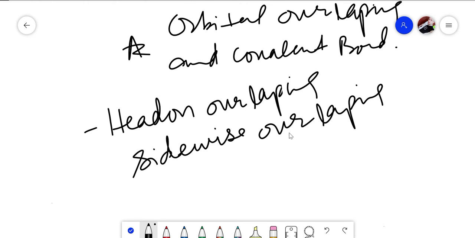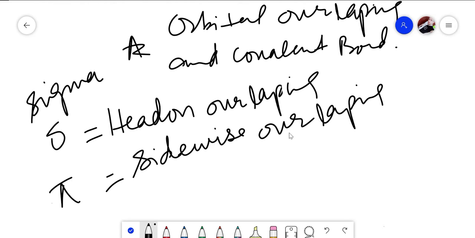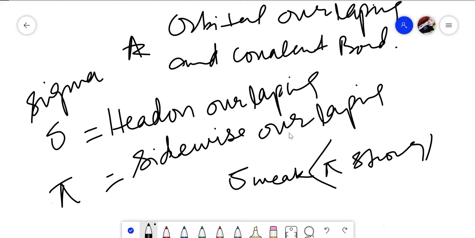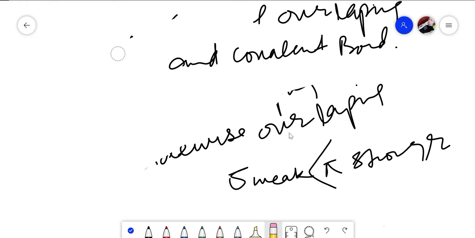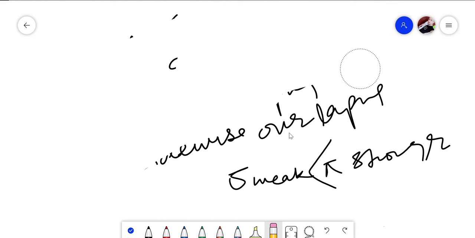Now, head-on overlapping will result in sigma bond. It's called sigma, and sidewise overlapping will result in pi bond. Okay, sigma bond is weak as compared to pi bond. Pi bond is stronger actually, right? How to draw pi and sigma bond? We need to see this also. The drawing of the pi and sigma bond is very important. So you need to be able to draw the pi and sigma bond also.